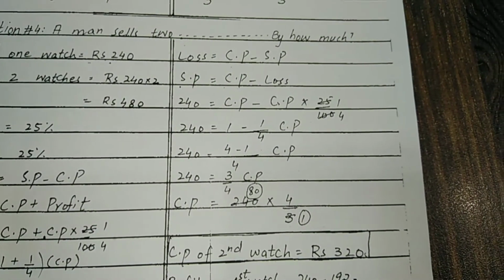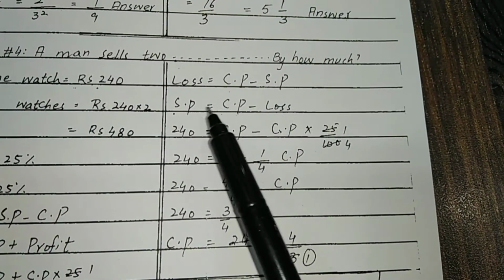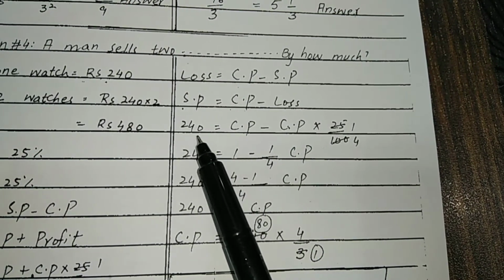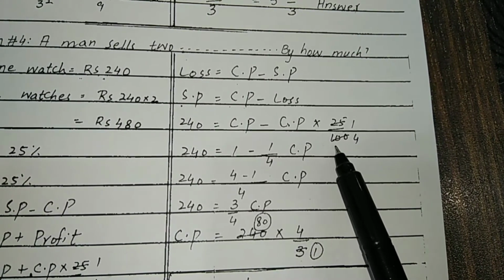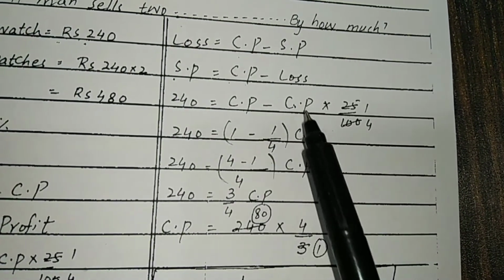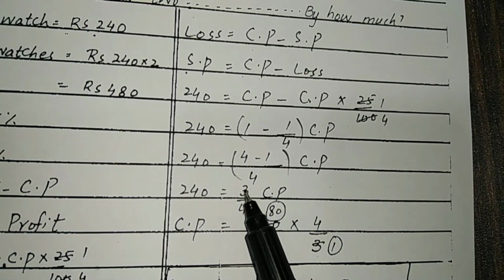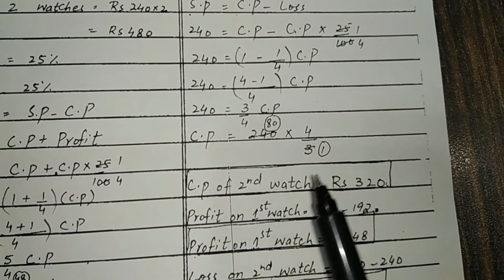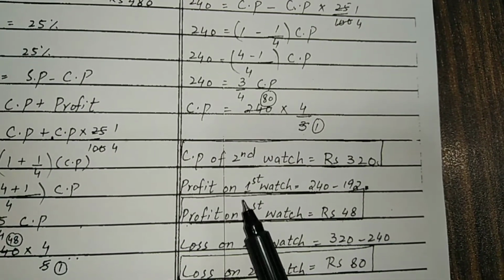Now we have to do the same thing for the loss. So the loss formula is cost price minus selling price. So selling price is equal to cost price minus loss. So the selling price of the second watch is the same, 240 is equal to cost price minus cost price times the loss, which is also the same, that is 25%, 25/100, and after the cancellation we will get 1/4. And now we have to take the cost price as common, and we will get 1 minus 1/4, and after the LCM we will get 3/4 cost price. 240 multiplied by 4/3, and after the cancellation and multiplication we will get the cost price of the second watch is rupees 320.